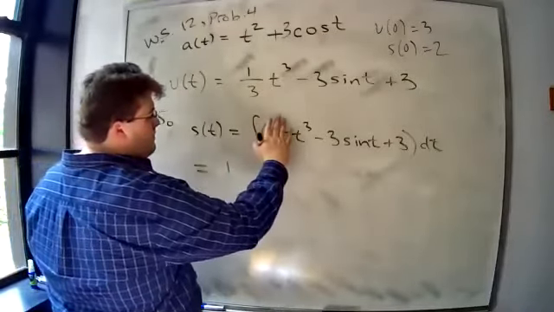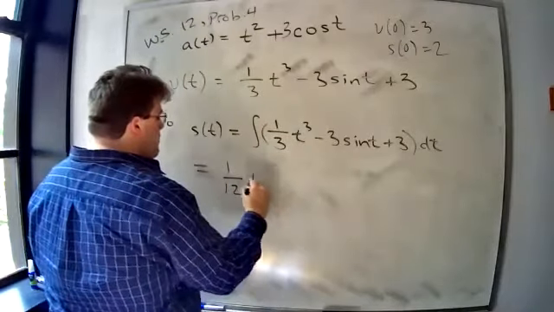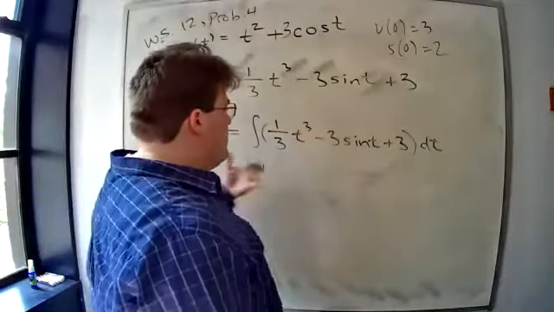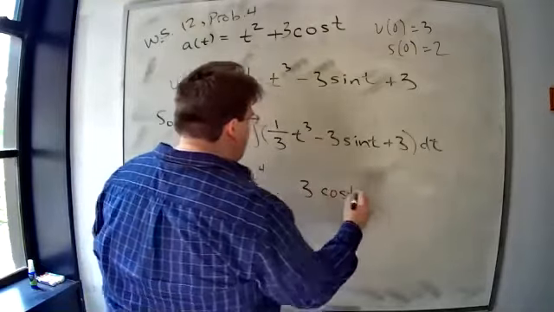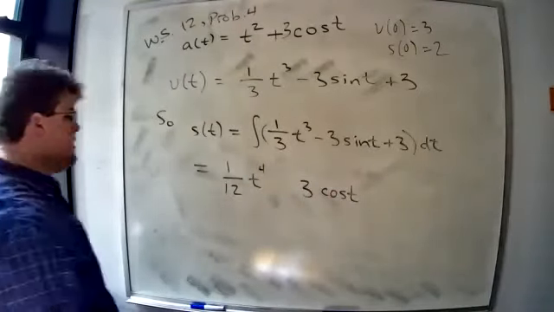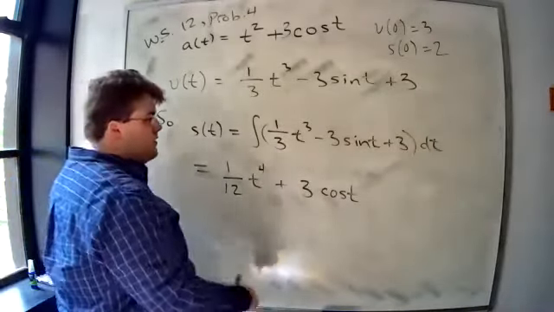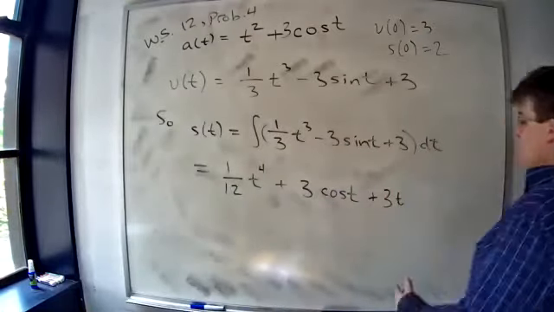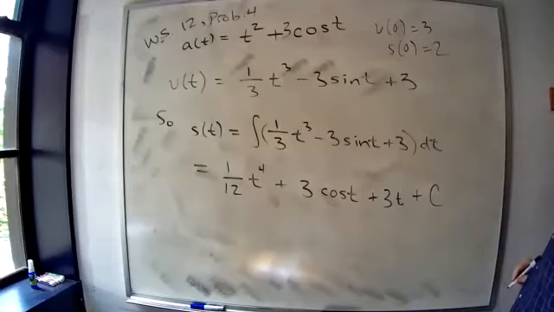Well, a quarter, that gives us a quarter t to the 4th, a quarter times a 3rd is a 12th. We need a function whose derivative is negative 3 sine. Does 3 cosine t work? The derivative of cosine is negative sine. So it does work. Derivative of 3t is 3 plus a constant.